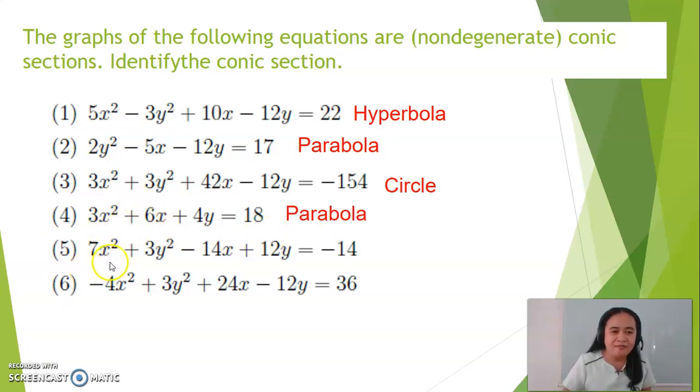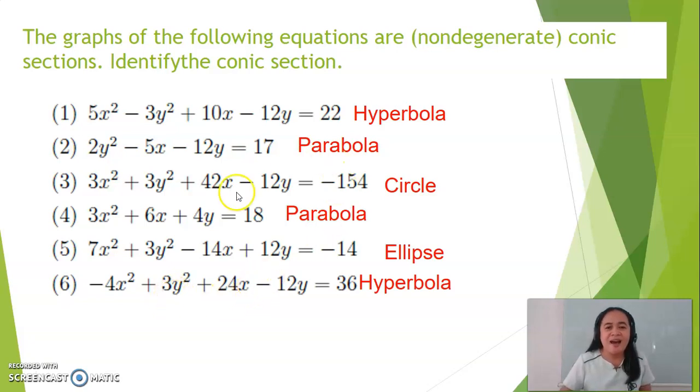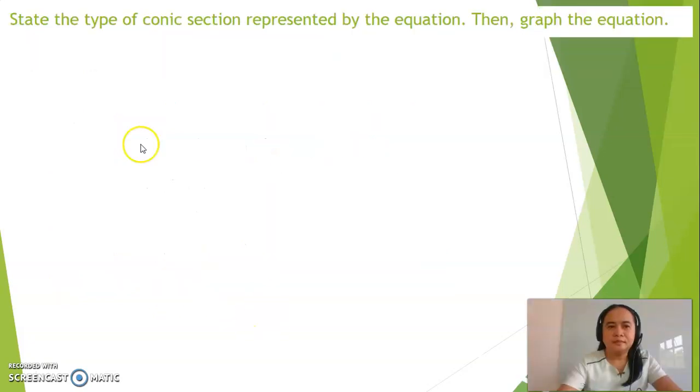For number 5, x squared and y squared appeared. They have the same signs, but they are unequal. We have 7 and we have 3. In this case, this is an ellipse. For number 6, x squared and y squared appeared, but it's negative 4 and positive 3. They are unequal, so therefore it is a hyperbola.